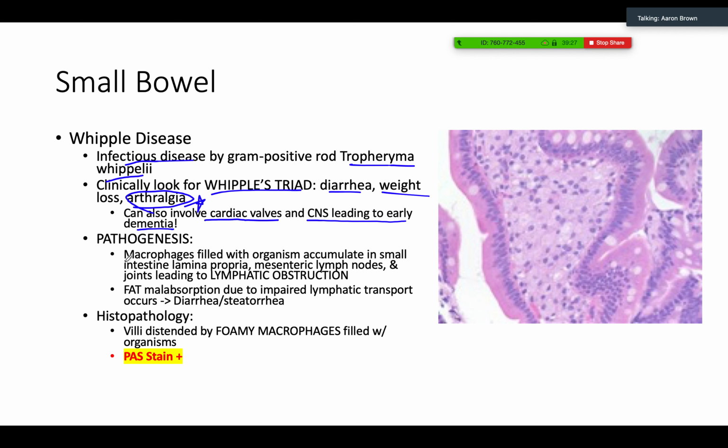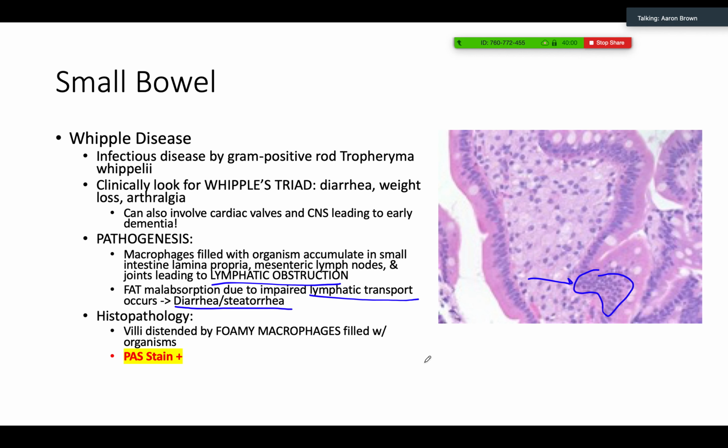Pathogenesis, what is happening here? So we have macrophages that are gobbling up all of these bacteria. However, as they're gobbling up, they're not really able to break it down fully. And so they start to accumulate here in the lamina propria, in the mesenteric lymph nodes, and they end up obstructing the lymph ducts. Lymphatic obstruction is a big thing here. And so you can see in this image all of these big clouds, these nests of cells, they are collecting and causing obstruction of the lymphatic transport. Okay? So diarrhea, steatorrhea, all things that you can see here. Fatty stool. Okay? And this is going to be PAS stain positive. This is a stain for sugar, and it happens to be positive in Whipple's disease. Okay? And I'm going to put a star by this because that is one thing that you need to know about Whipple's disease. It's PAS positive. Okay?